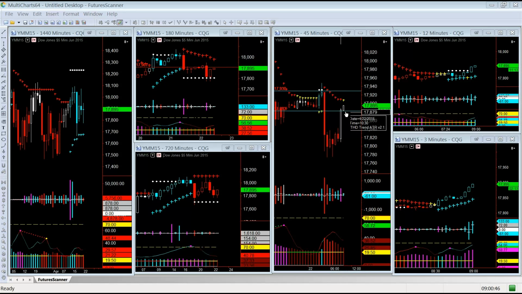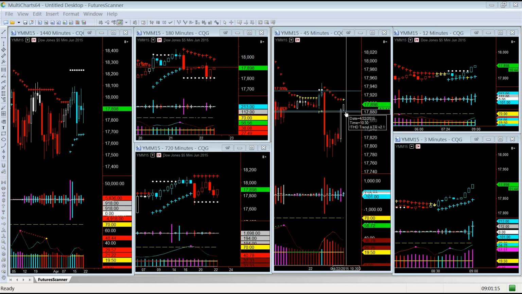Any questions on the Dow? Do you see the difference between the Dow and the NASDAQ, which was sitting right at resistance? Does everybody see that? Yes or no?